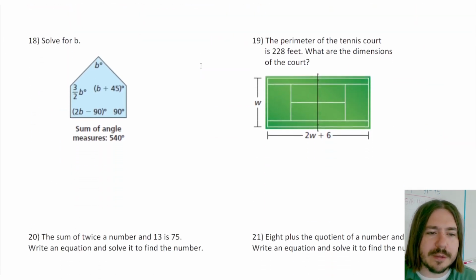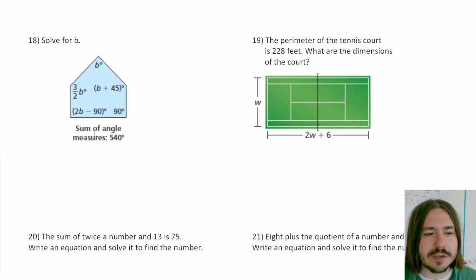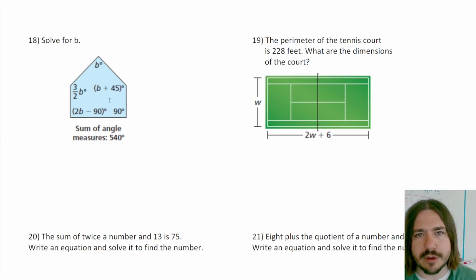So here we've got some problems where we have to set up the equation and then solve it. So 18 says solve for b, and it also tells us that the sum of the angle measures is 540 degrees. So what we need to do is add up all these angle measures, set it equal to 540, and then solve the equation that we get.